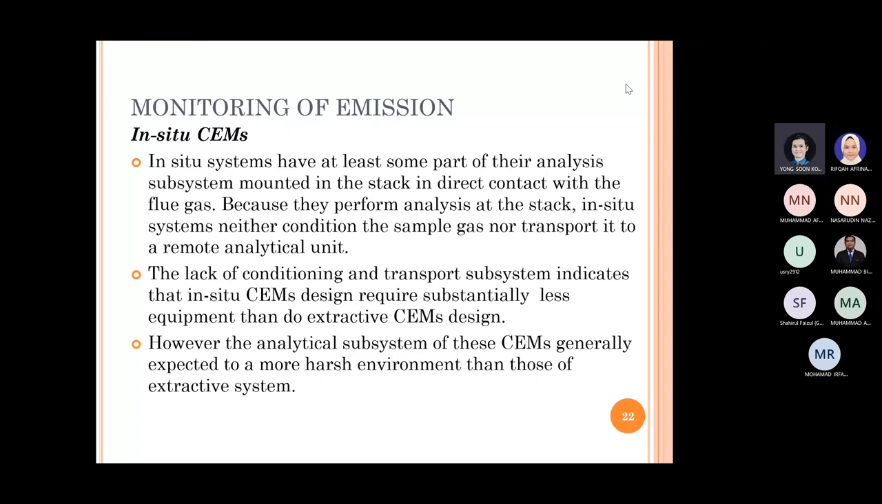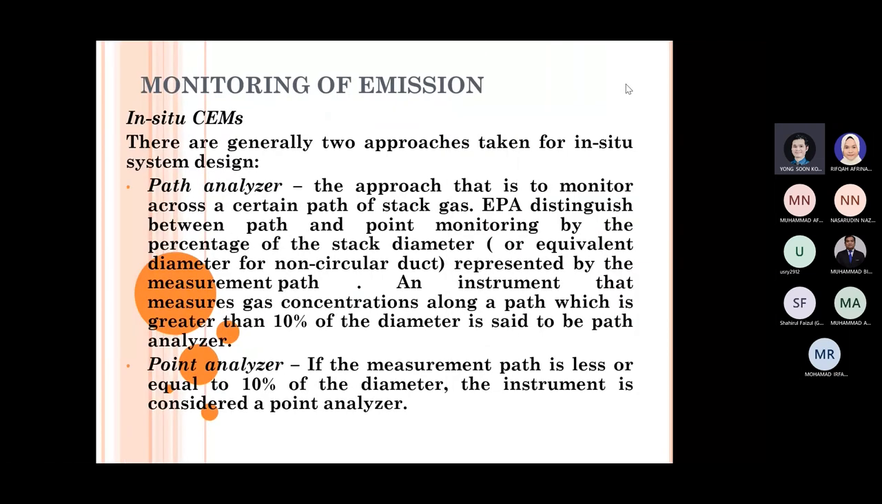And this is not really news to us, given that the flue gas has so much of this corrosive gas. Okay, so inside the CEMS, these are the two types of in-situ CEMS that you can find. One is the path analyzer, the other one is the point analyzer. Now, I won't talk too much about this one because I think I've mentioned it already.